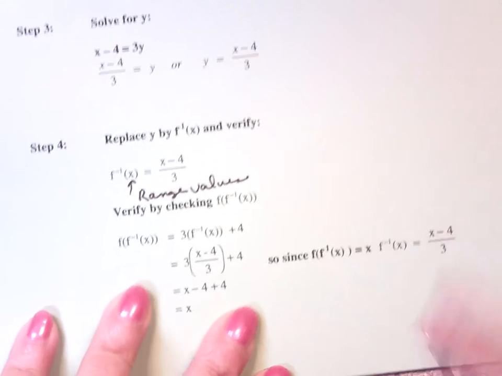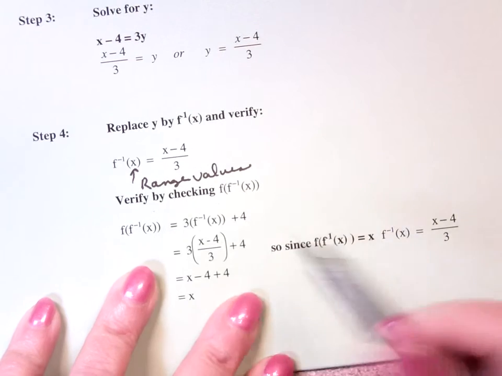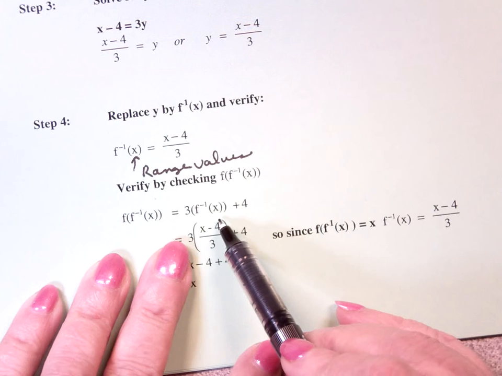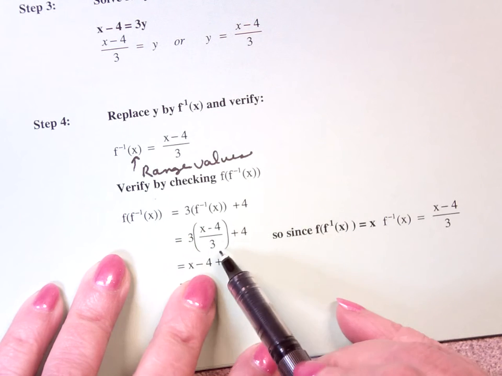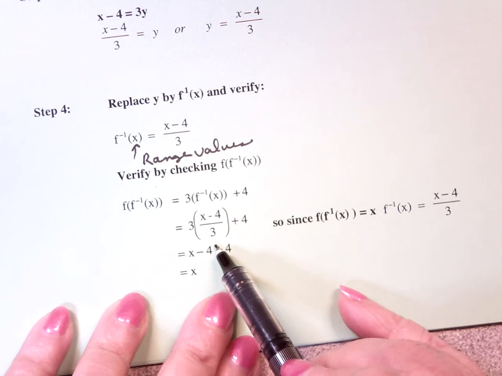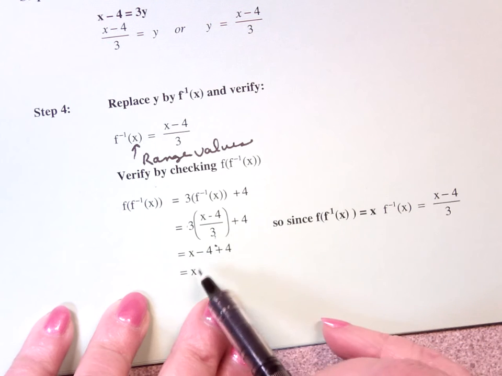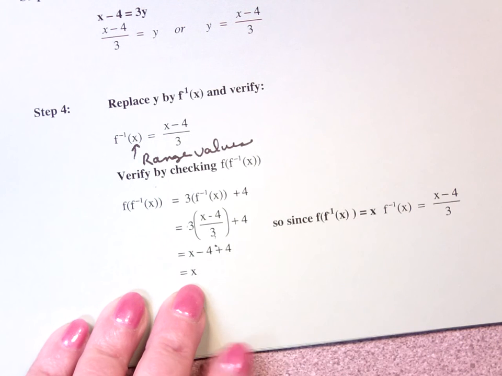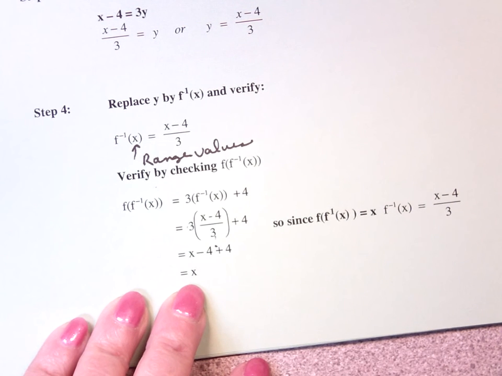So let's see. We say that's the inverse. F of f inverse of x says that wherever I have an x, pull it out, put the inverse function. And so it's 3 times x minus 4 over 3. The 3's cancel, you get x minus 4 plus 4, and so you get x. So f of f inverse of x equals x. So that says you have the right function.